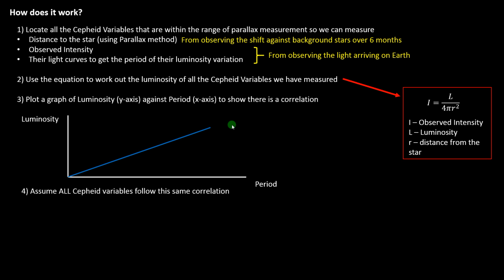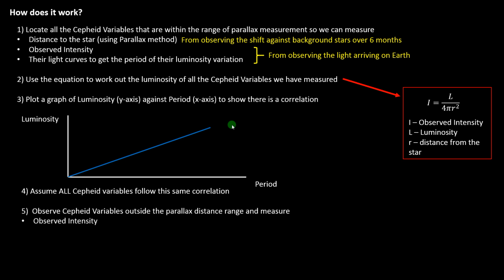Okay, so what we then do is we extrapolate. We make the assumption that all Cepheid variables in the whole universe follow the same correlation that we've discovered for our nearby Cepheid variables. This correlation between the period of luminosity and the average luminosity. Then we can start looking at some Cepheid variables outside our parallax distance range.